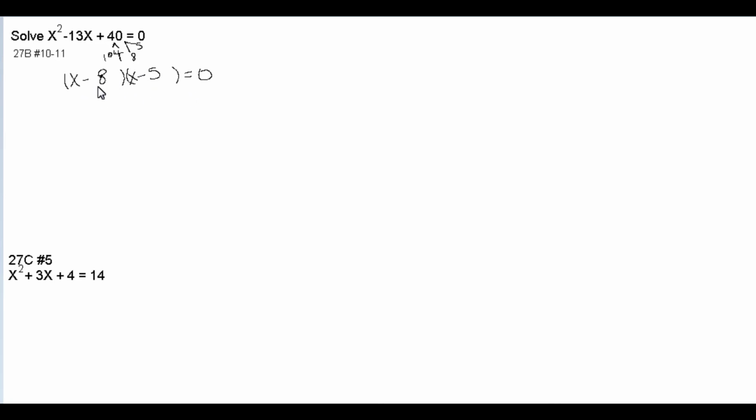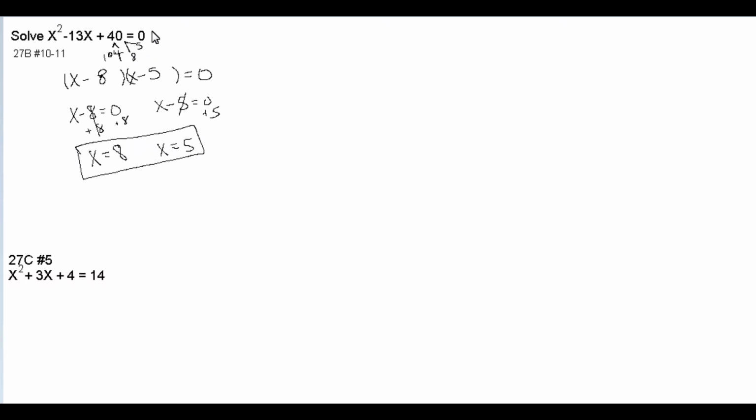Remember, the reason we factor it is because when we have multiplication equaling 0, we know that one of these factors has to be 0. And in the case of when we factor like this, we just always set each factor equal to 0. So x minus 8 could equal 0, or x minus 5 could equal 0. Here we solve by adding 8 to both sides. That cancels, and we have x is equal to 8. Or we would add 5 over here, cancel this, and we would say x is equal to 5. So these are our two solutions. Either x is 8 or x is 5.